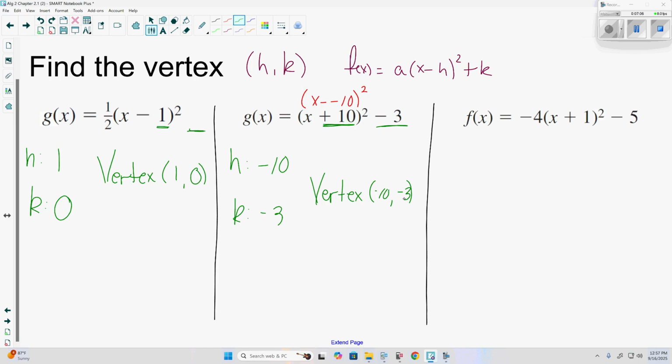And being able to list these out, h and k, we'll eventually get p and some other terms, but being able to identify these does make parts of this chapter a little bit nicer. Let's look at the last one, negative 4 times x plus 1 squared minus 5. H would be indeed negative 1, and k negative 5, telling us that the vertex is the point negative 1, negative 5.